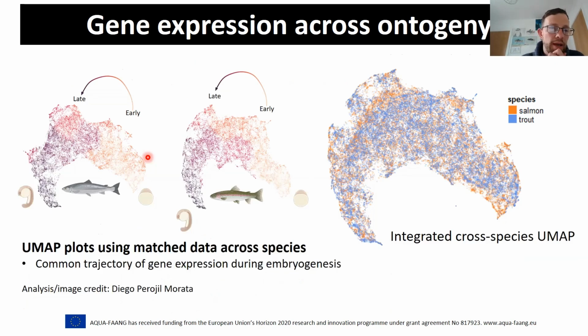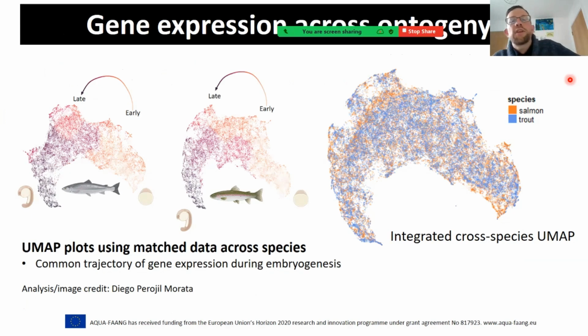Here I'm showing independent UMAPs performed by Diego for both the different species, where you can see we observe a very similar trajectory of embryonic transcriptome development in both species on the left here. And for comparative analysis on the right here, Diego has performed a SOM clustering analysis, integrating the data from both species in a single effort, which again we're using to infer cross-species conservation or divergence in gene expression at different stages of development.